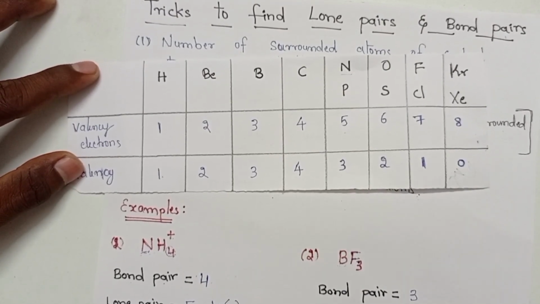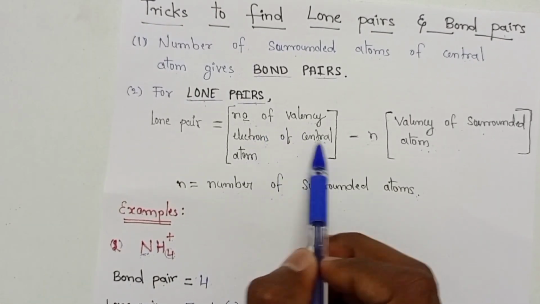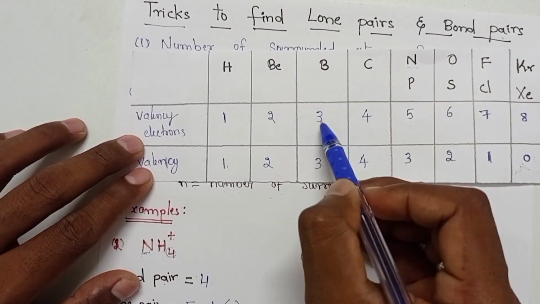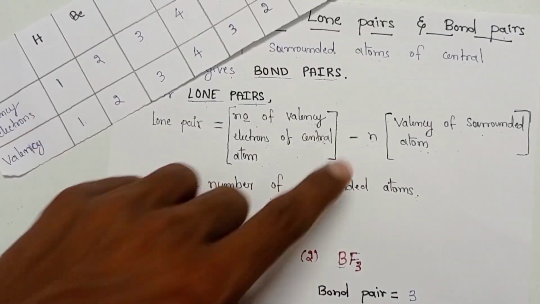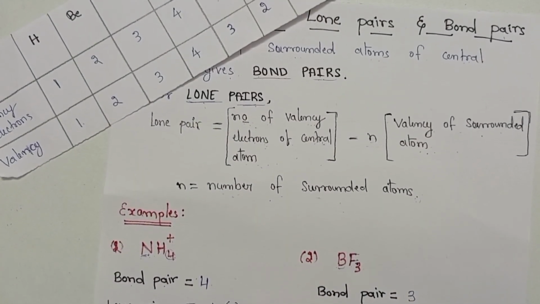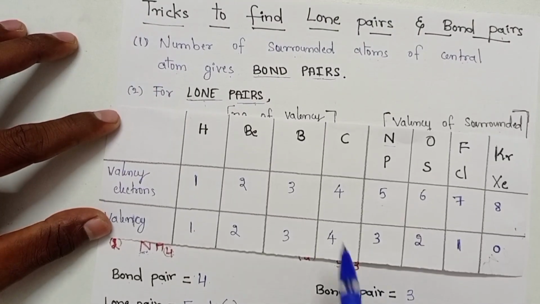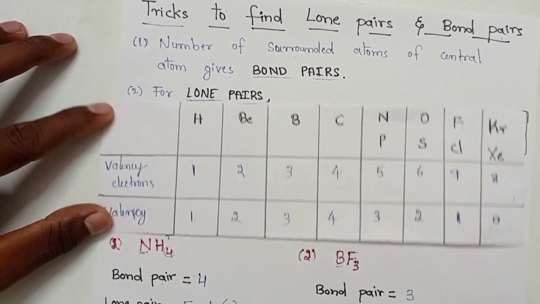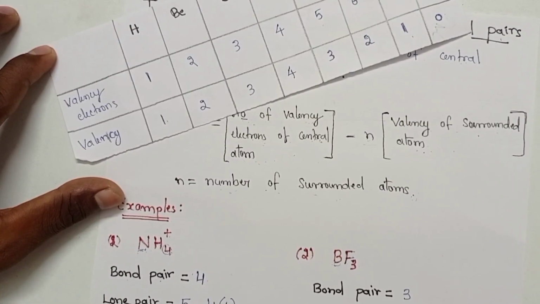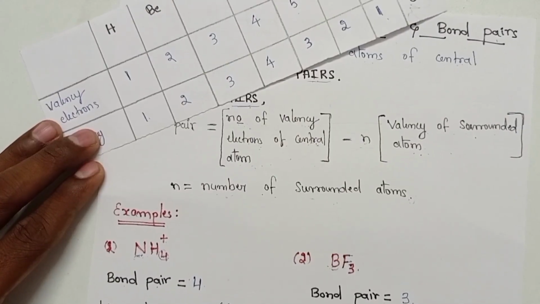number of lone pairs equal to 1. Similarly for BF3, lone pairs of electrons. First we have to calculate the number of valence electrons of the central atom. The central atom is boron, therefore the valence electrons of boron is equal to 3. Again I will write minus n, the number of surrounded atoms. How many? 3, into the valency of the surrounded atoms. Here fluorine is the surrounded atom, and the valency of fluorine is equal to 1, so I will write 1. Therefore 3 minus 3 is equal to 0. So in the BF3 molecule the number of bond pairs is 3 and the number of lone pairs is equal to 0.